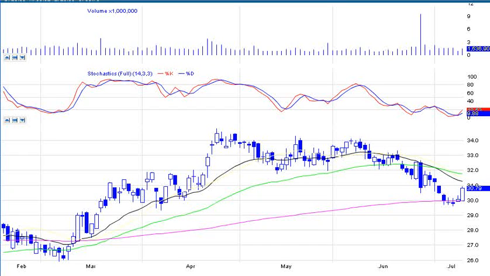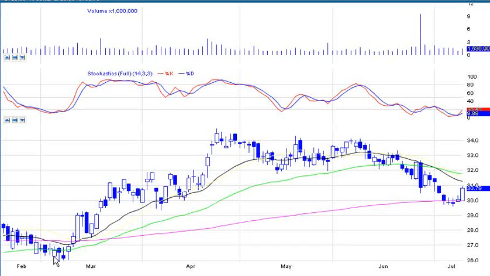I want to talk about stochastics divergences tonight. Here's a chart of Sybase, SY, and we're going to break this chart down for you and show you how to pick out a top here and kind of work out the overall trading pattern of the stock.